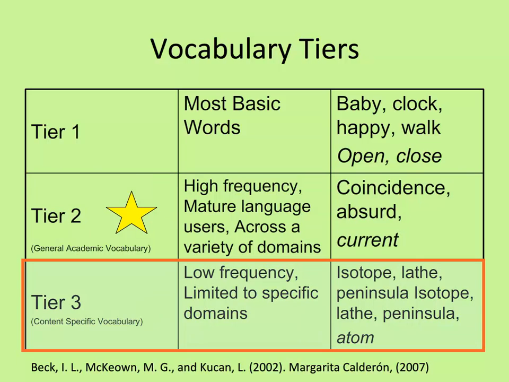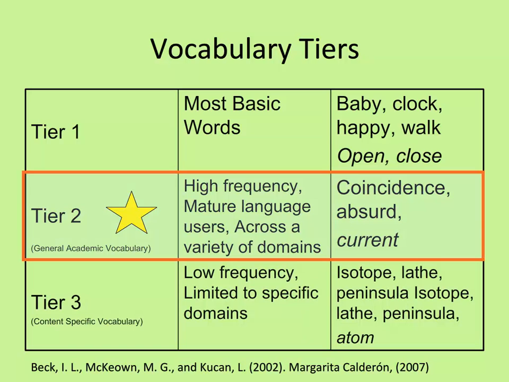Tier 3 words are low frequency, and they are limited to specific domains. You can see examples over in the 3rd column. In electricity, the word atom might be a Tier 3 word. Oftentimes, science curriculum will emphasize Tier 3 words, but Tier 2 words are key for bilingual learners.